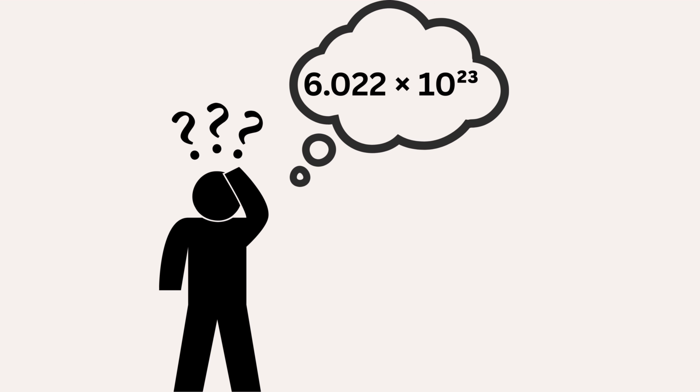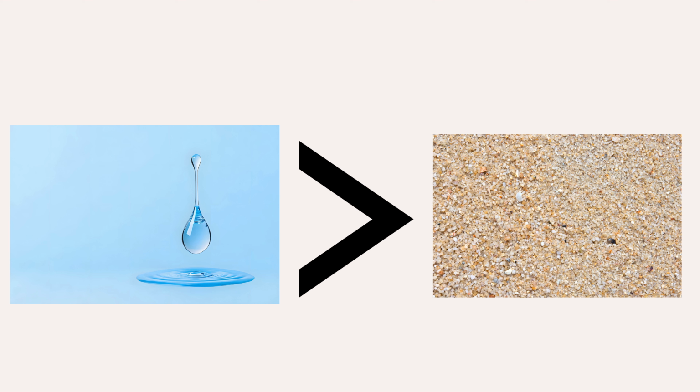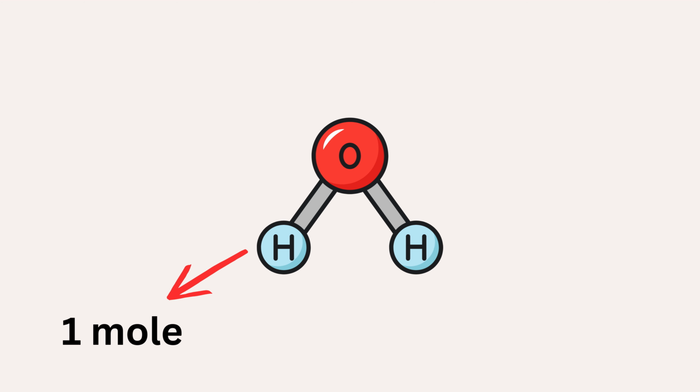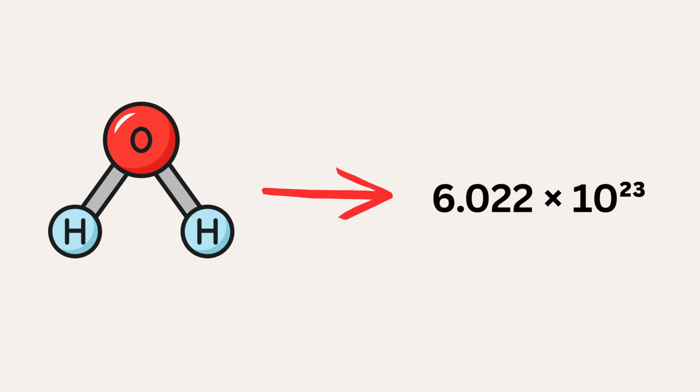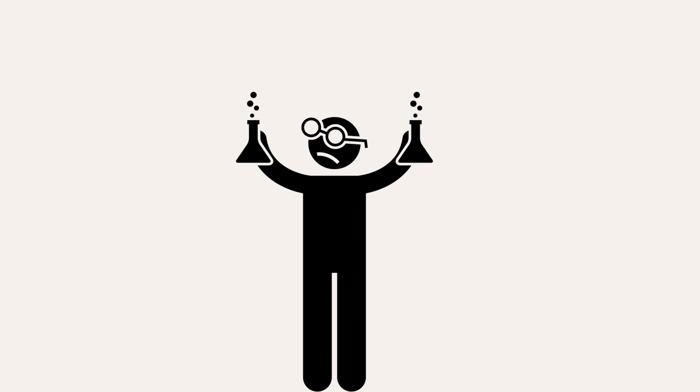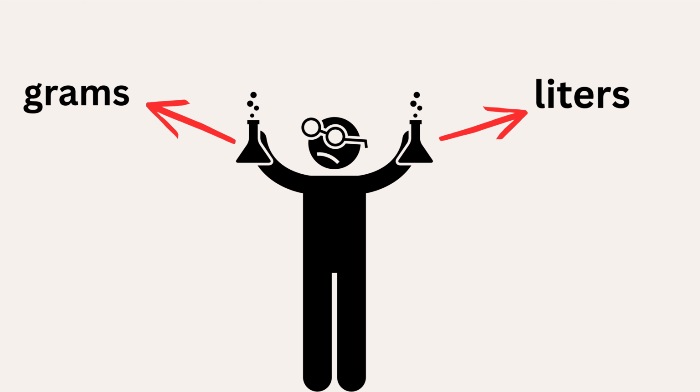But why does it need to be this huge? Because atoms are incredibly small. A single drop of water holds more molecules than the number of grains of sand on Earth. Okay, here's the science. The mole lets chemists count atoms and molecules using grams. If I say you have 1 mole of water molecules, that means you have exactly 6.022 times 10 to the power 23 of them. And their combined mass is 18 grams. So, instead of dealing with microscopic particles, we can use normal lab amounts like grams and liters to calculate how much of each substance to use in a reaction.